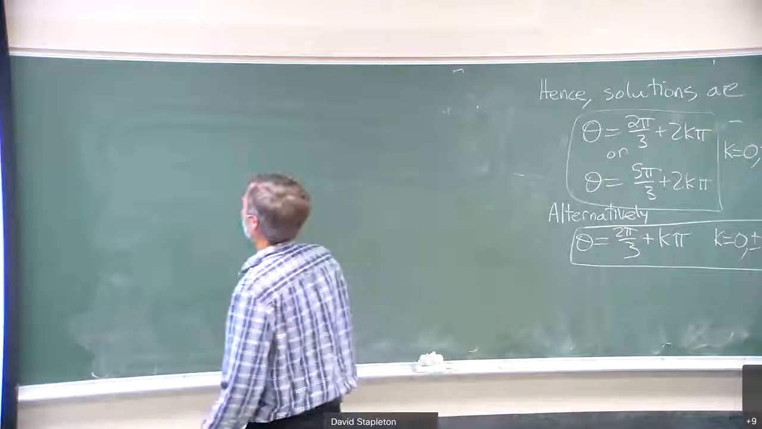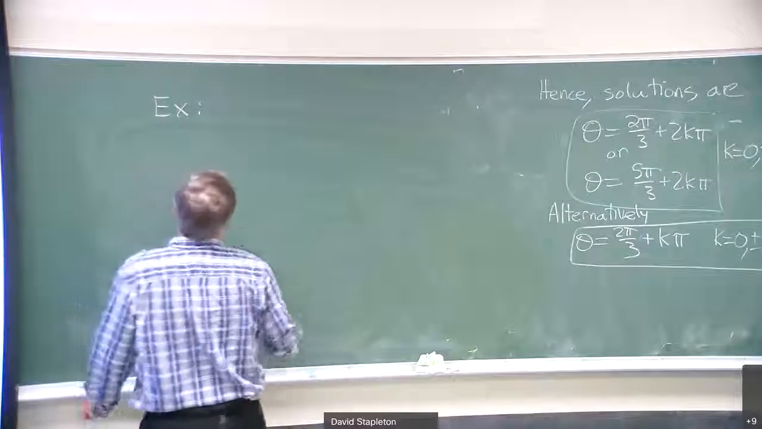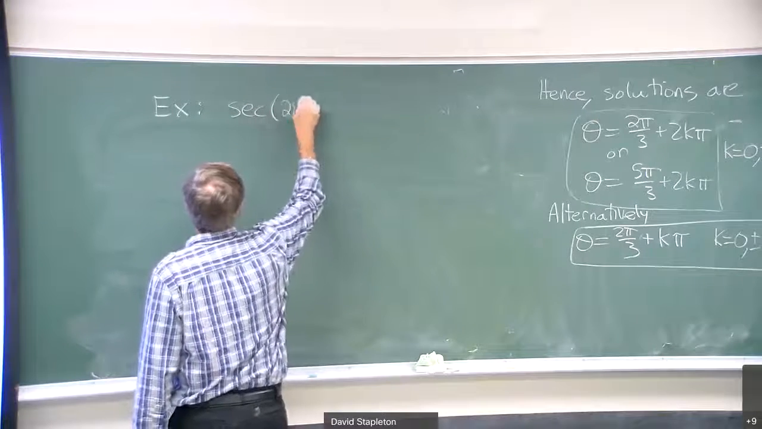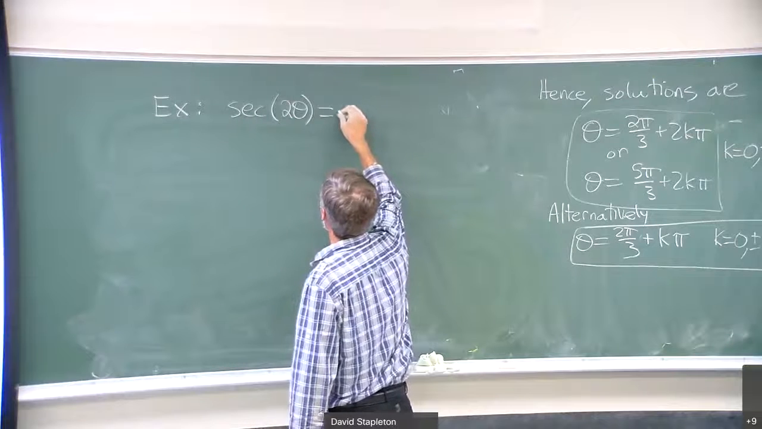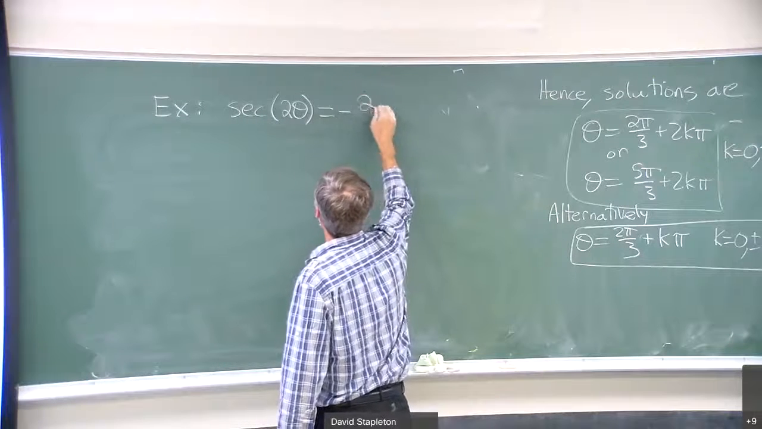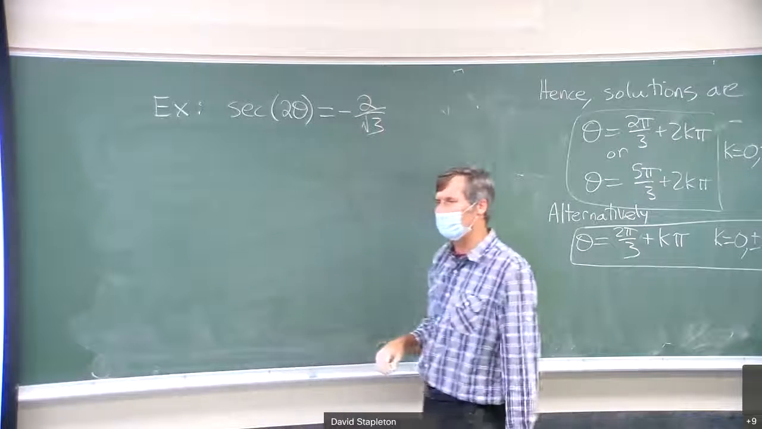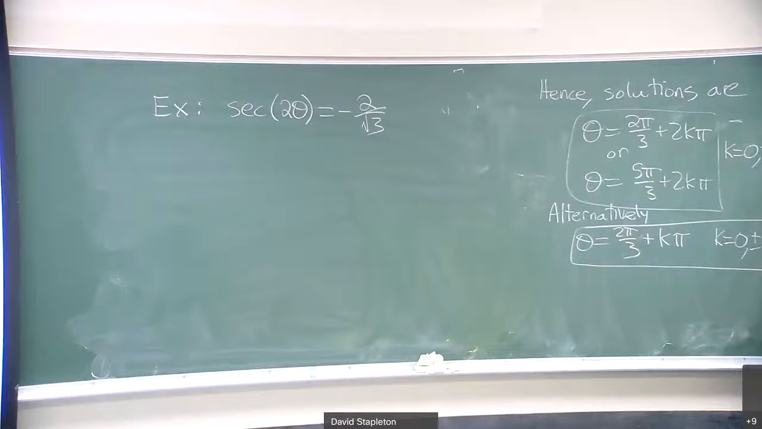Suppose I did this one. Suppose I want to solve, and I'm going to throw a little wrench in the works here: secant of 2 theta equals minus 2 over square root 3. Oh boy. How about that one? Now I've got a secant. We did a sine, we did a tangent. Now we're going to do a secant. How can I solve that one?